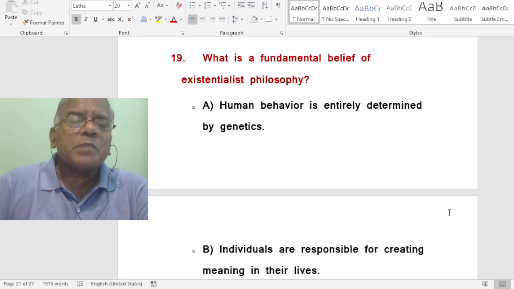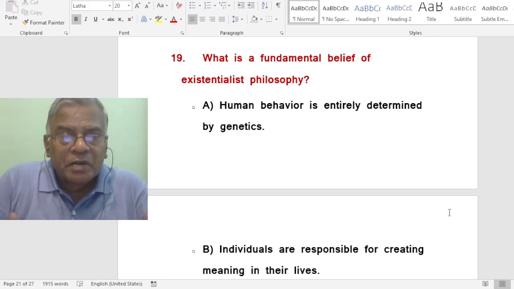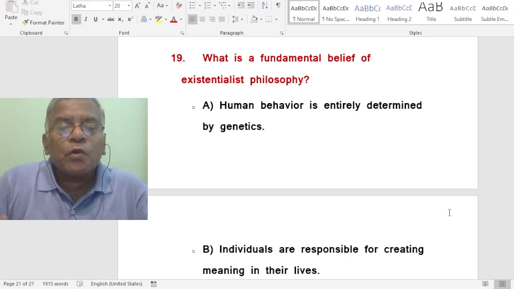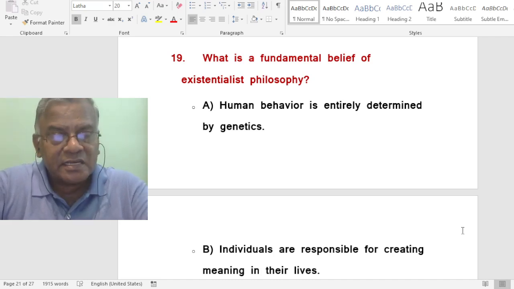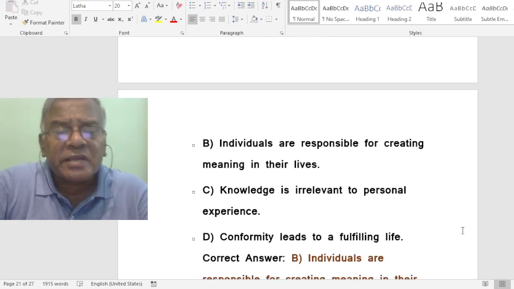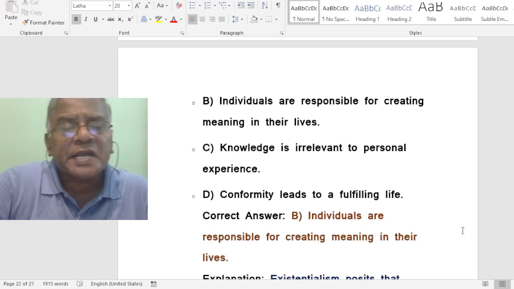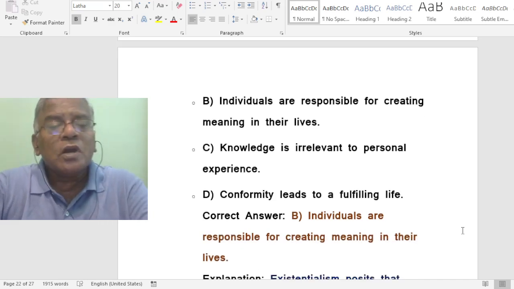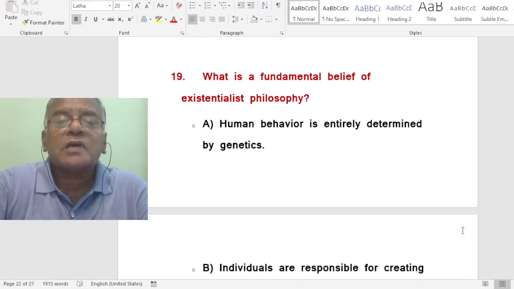What is a fundamental belief of existentialist philosophy? Human behavior is entirely determined by genetics. Is it true? Individuals are responsible for creating meaning in their lives. Is it true? Knowledge is irrelevant to personal experience. Is it true? Conformity leads to a fulfilling life. Is it true? Which is the right one?